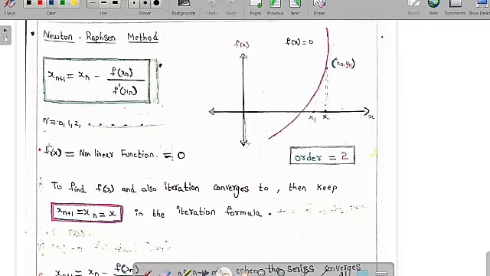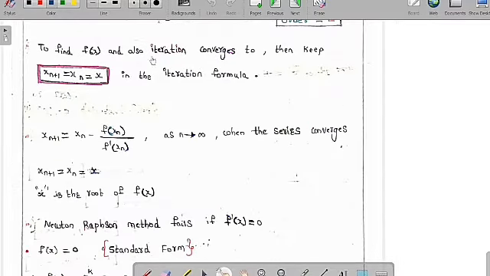Always we have to assume a function f of x, a non-linear function, is equal to 0. Whatever function we get, we have to rearrange it in such a manner that it is always in non-linear format. Then only you can solve this equation, otherwise you can't solve it. So always try to make the function f of x in the format of a non-linear function. To find f of x, and also iterations converge to, then keep x of n plus 1 is equal to xn is equal to x in the iterative formula.